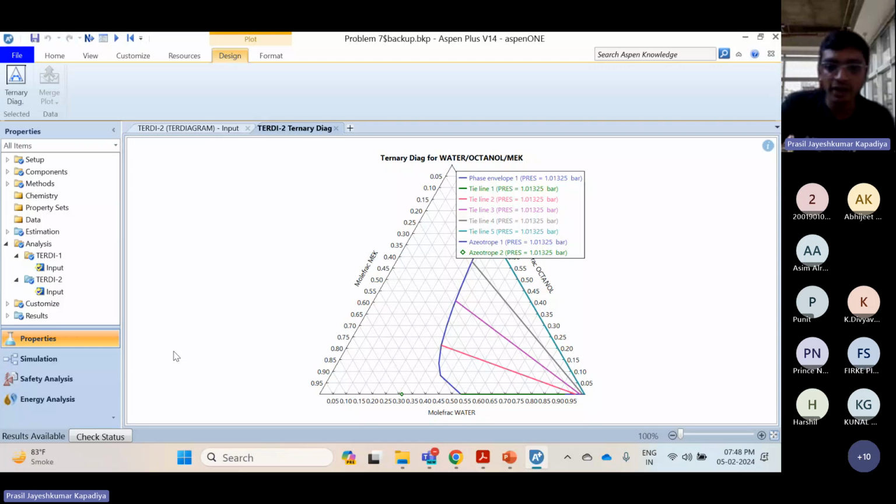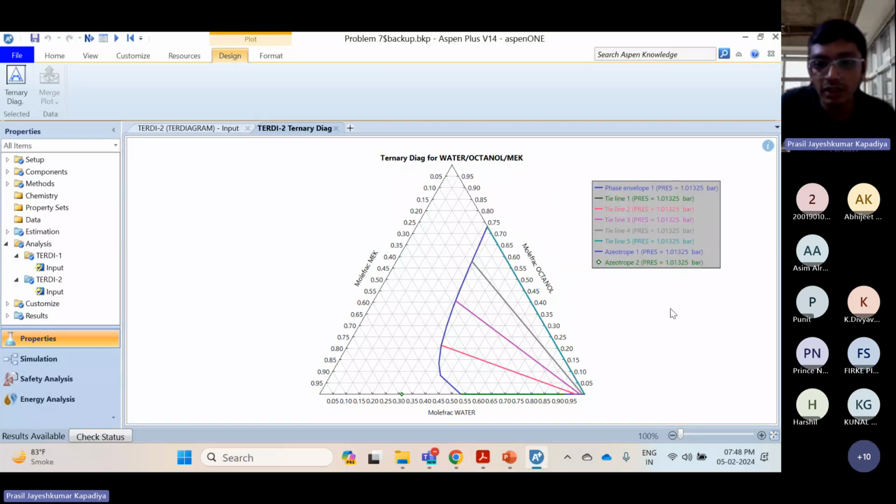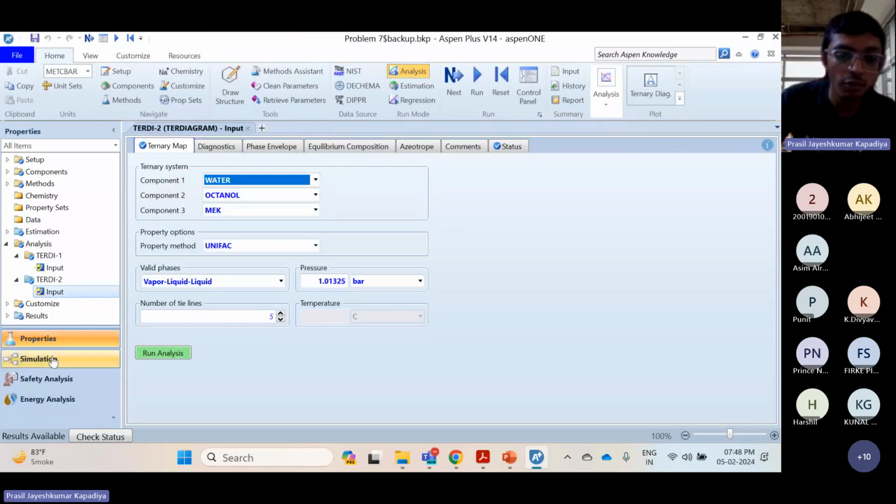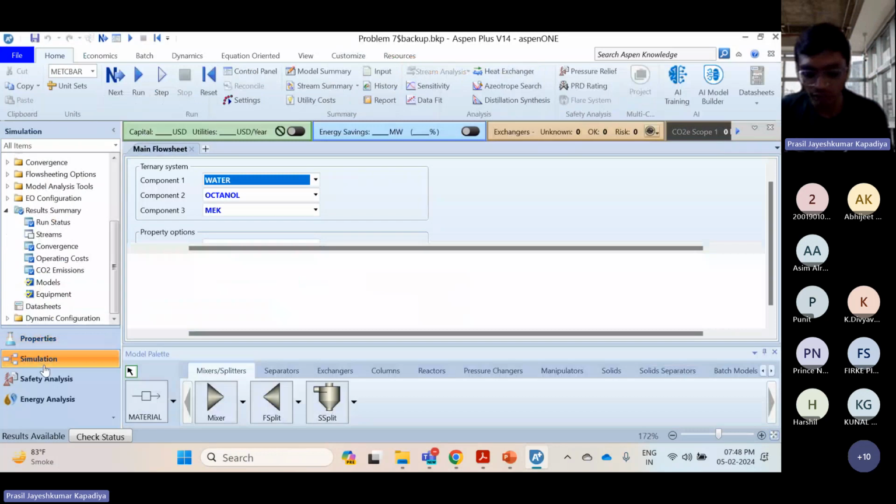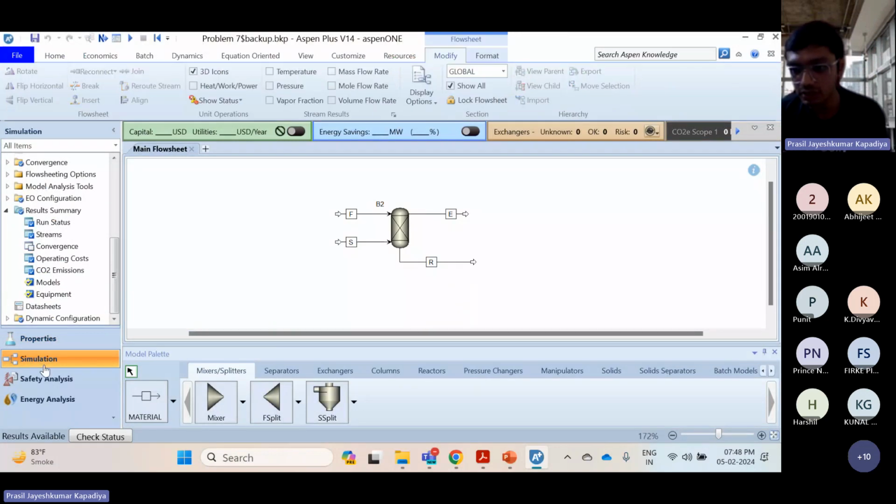So this is the ternary diagram, and there are tie lines. We have done this in your theory, so I will not explain what a ternary diagram is. Okay, so this was all about the liquid-liquid extraction part. Is the difference between a distillation unit and a liquid-liquid extraction unit clear to everyone?